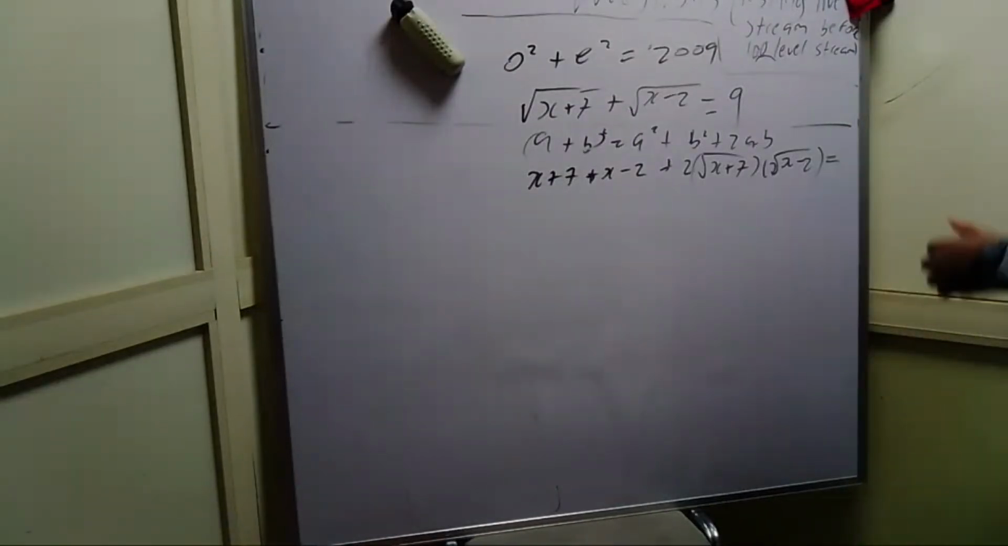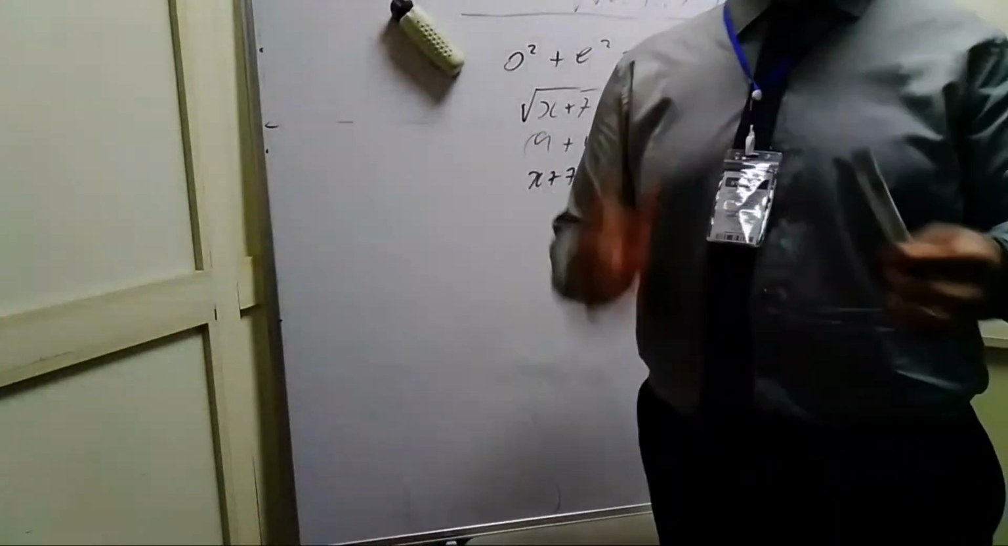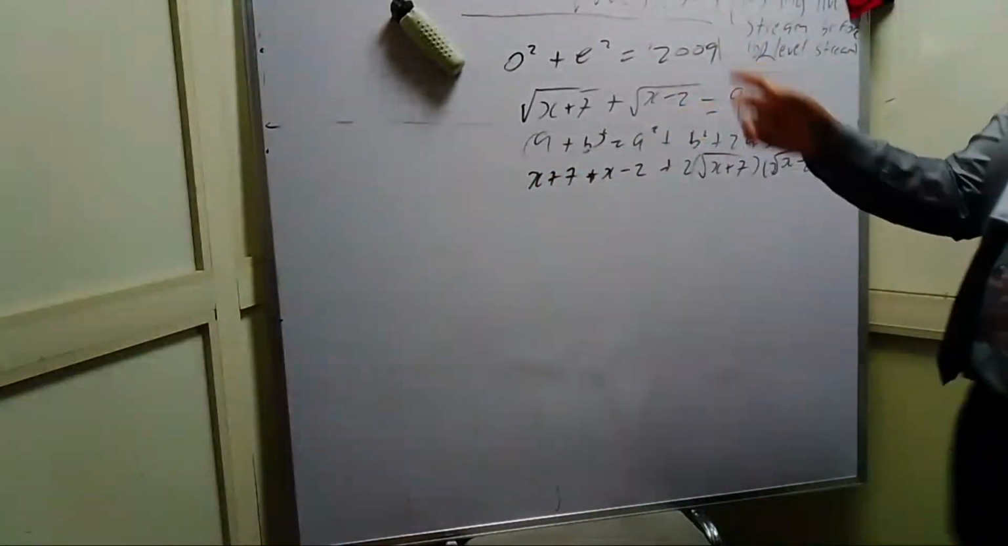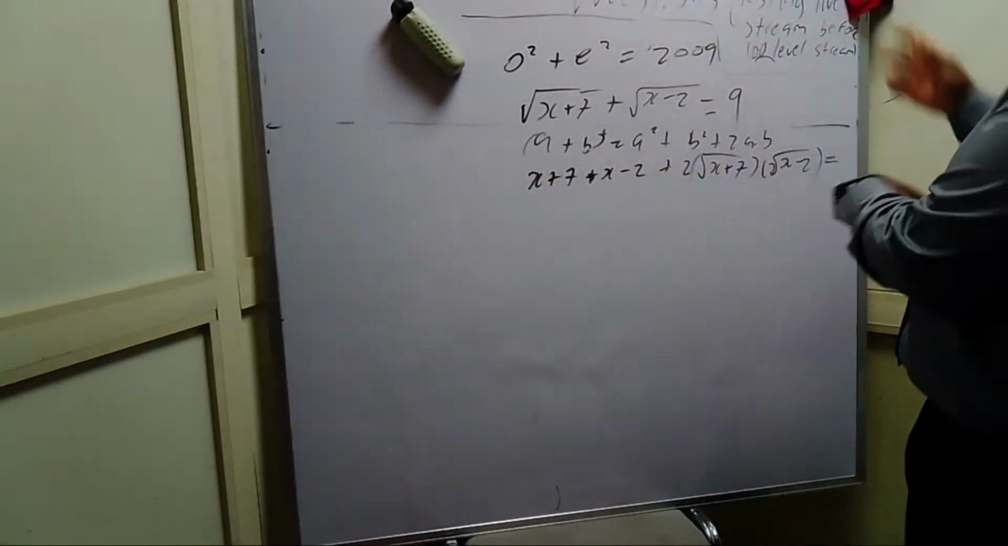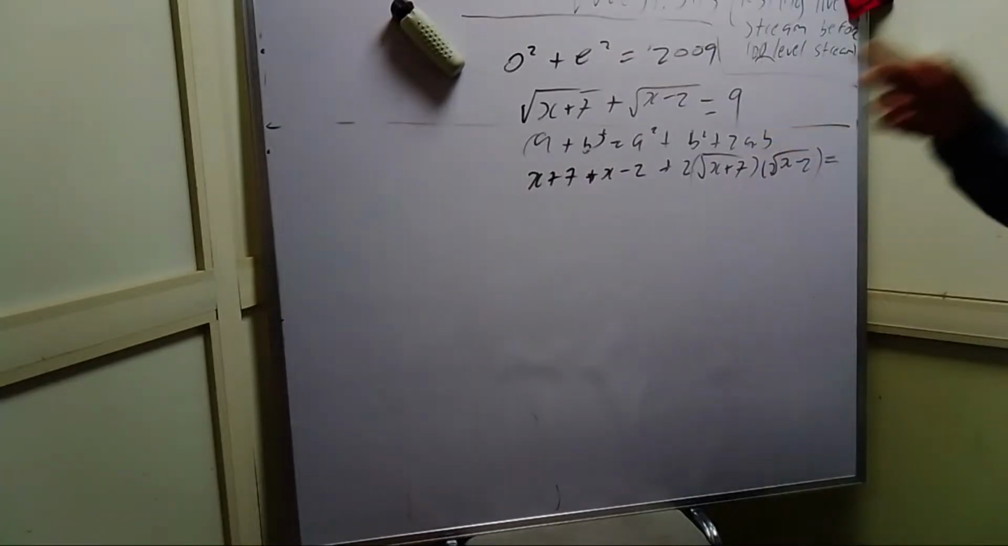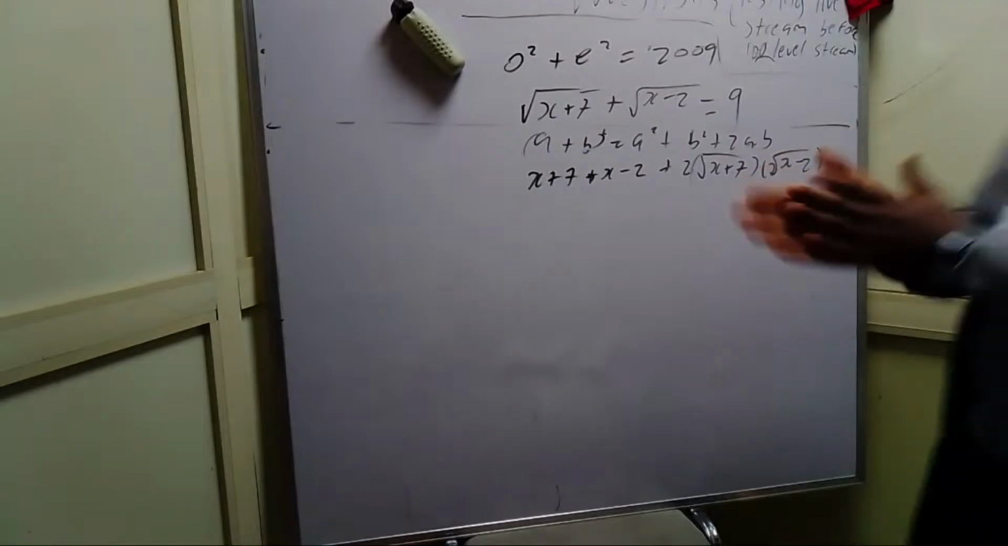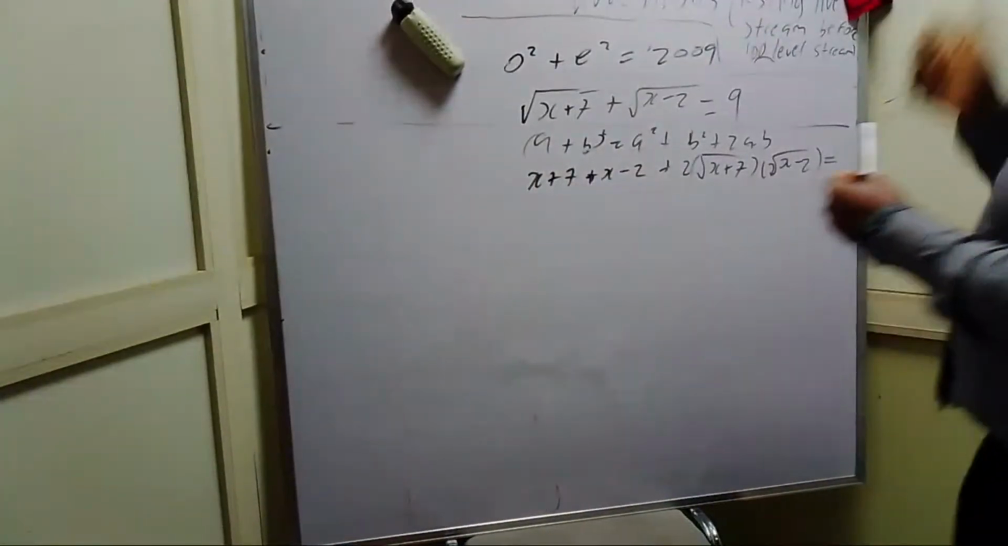don't forget, whatever you do to the right hand side for equality, you must also do to the left hand side. So if you square the left hand side, you must also square the right hand side. So 9 squared is going to equal 81.